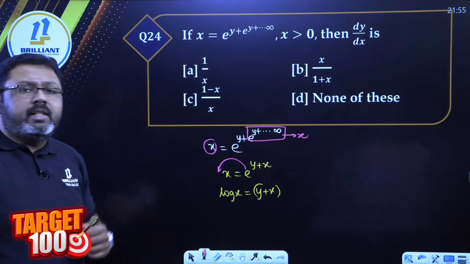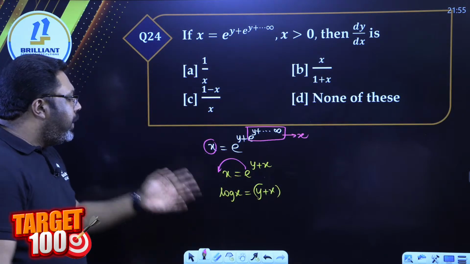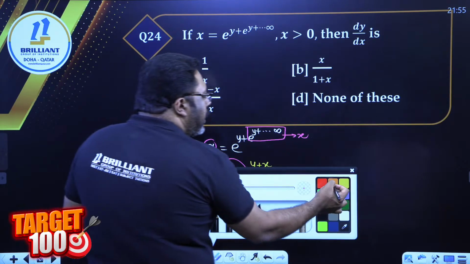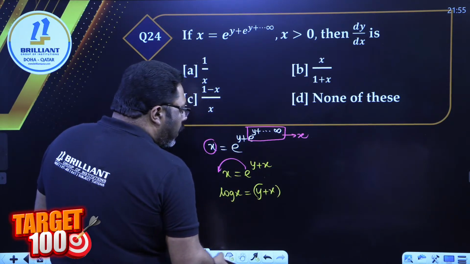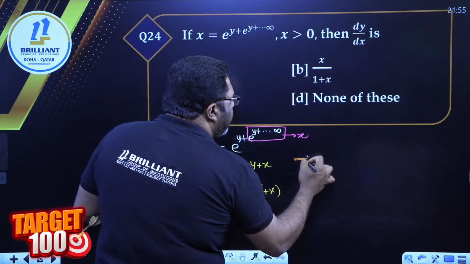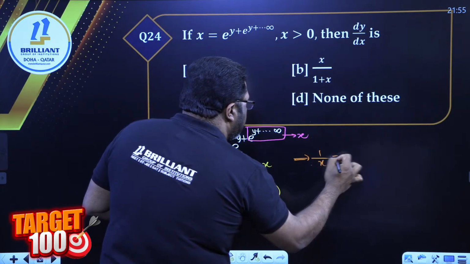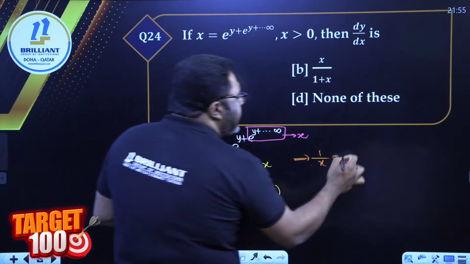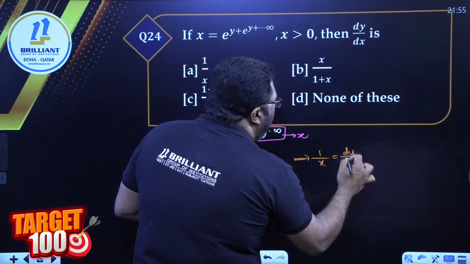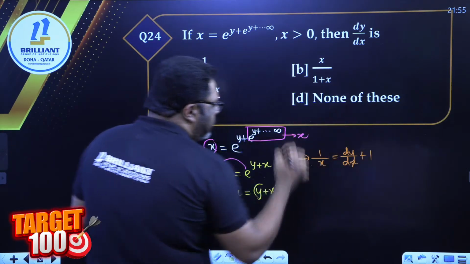The inversion of e is log. So log x is equal to y plus x. Then find the derivative. Now find the derivative, all of you. What is the derivative of log x? 1 by x. What is the derivative of y plus x? dy by dx plus 1.